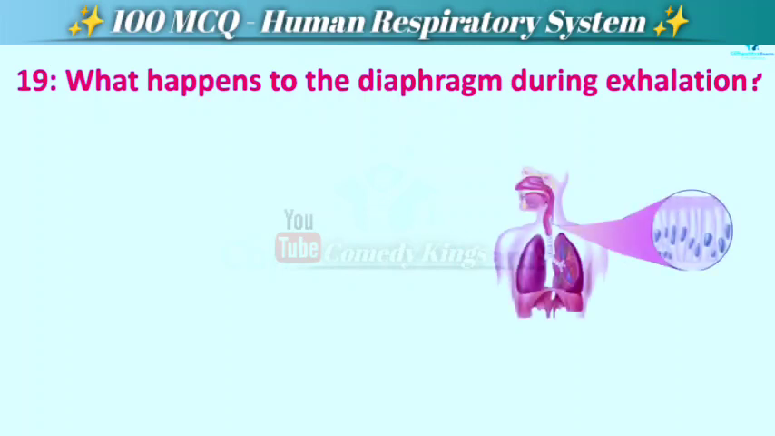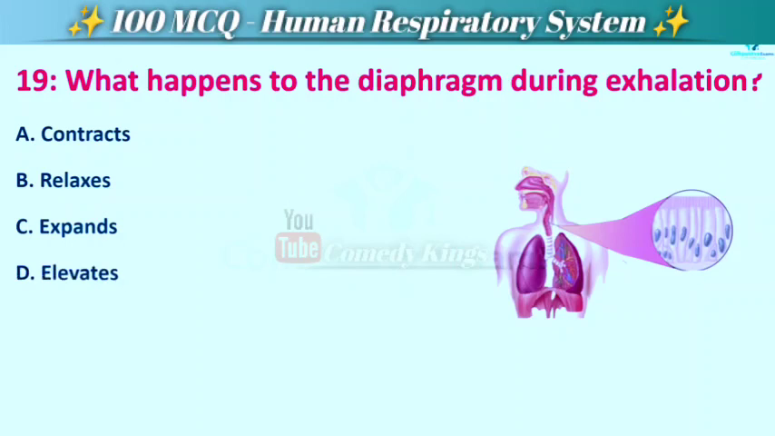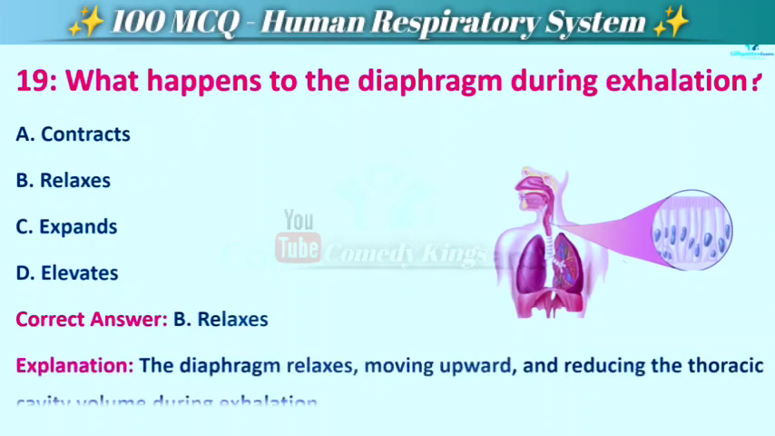Question number 19. What happens to the diaphragm during exhalation? Your options are contracts, relaxes, expands, or elevates. The correct answer is B, that is relaxes. The diaphragm relaxes, moving upward and reducing the thoracic cavity volume during exhalation.